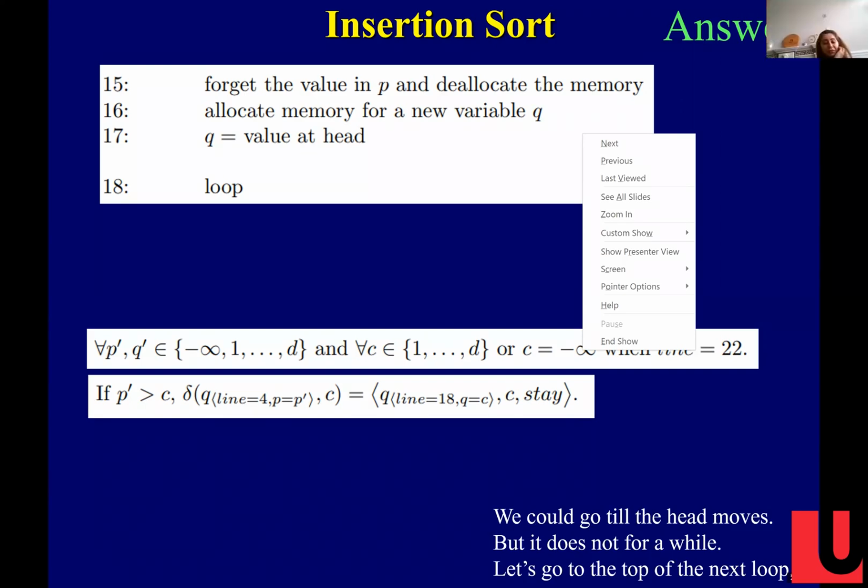Because I'm remembering P and I'm remembering Q, right? They're D squared different things that I can remember. Remember P equals 0, Q equals 0, P equals 0, Q equals 1, P equals 0, Q equals 2, right? They're D squared of those.